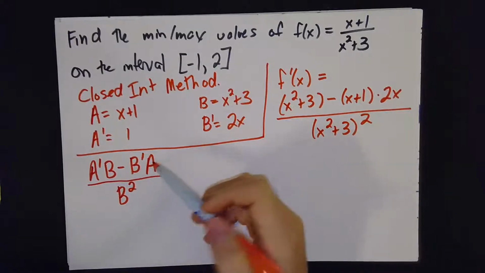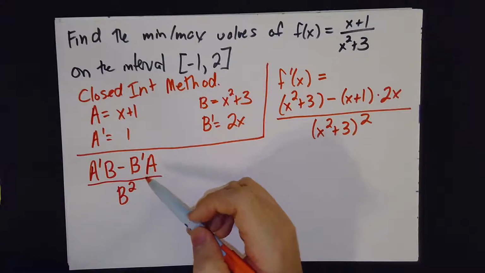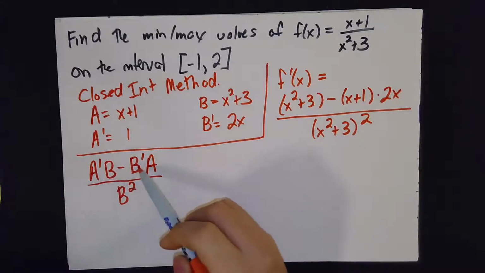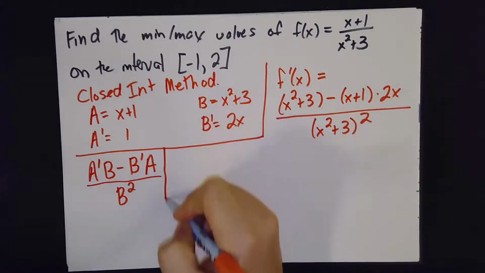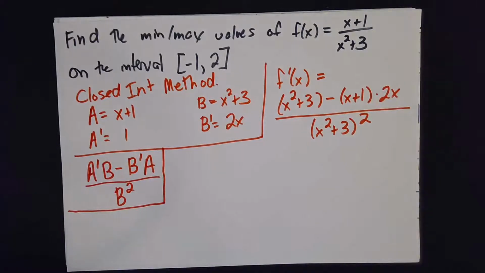Or AB prime. That part doesn't matter. But a lot of people have been swapping these two terms. And if you swap those two terms, then you get the negative of the derivative. And so if you're doing something like a first derivative test question or a closed interval method question, then you may well get exactly the opposite of the answer if you do that.